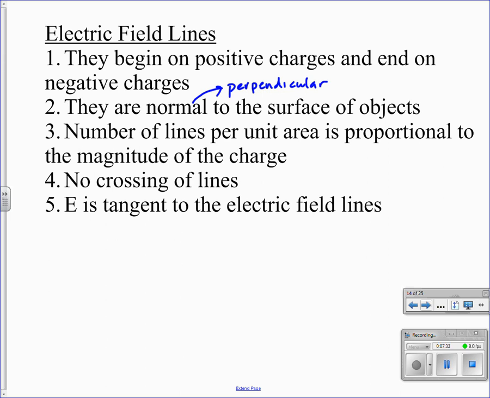The number of lines per unit area is proportional to the magnitude of the charge. It gives us an idea of field strength. We cannot cross the lines, and the electric field itself is tangent to electric field lines. This is important to know when the lines are curved.